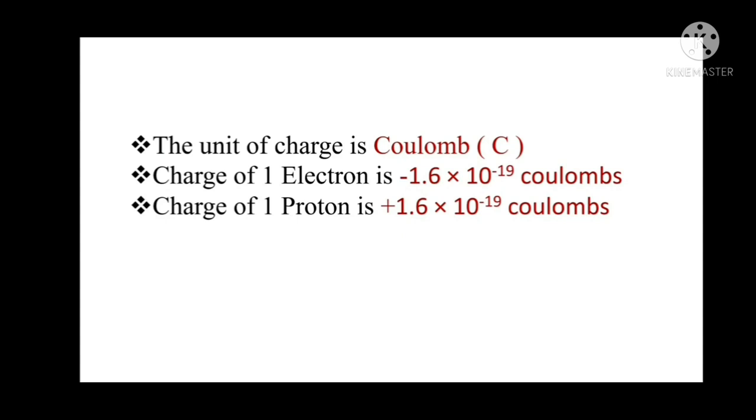So the unit of charge is coulomb. The symbol for coulomb is capital C. Charge of one electron is minus 1.6 into 10 to the power minus 19 coulombs because electrons are negatively charged particles. That's why the minus symbol is there. And the charge of one proton is plus 1.6 into 10 to the power of minus 19 coulombs.